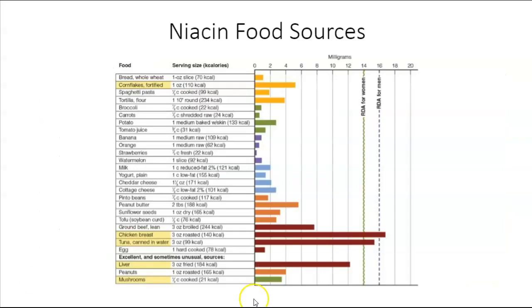And here are the niacin food sources. A lot of the good food sources are your proteins, chicken breasts, tuna, excellent sources: liver, peanuts, mushrooms.